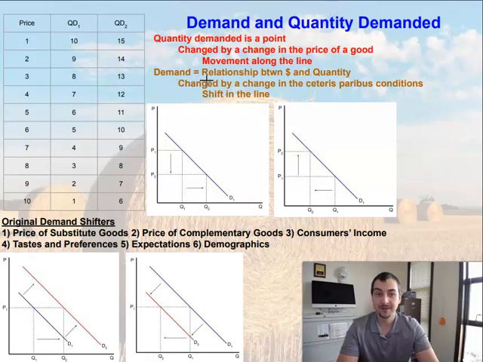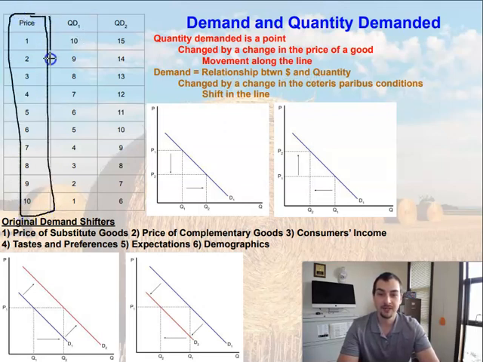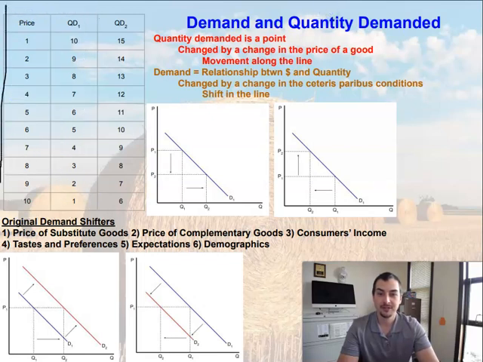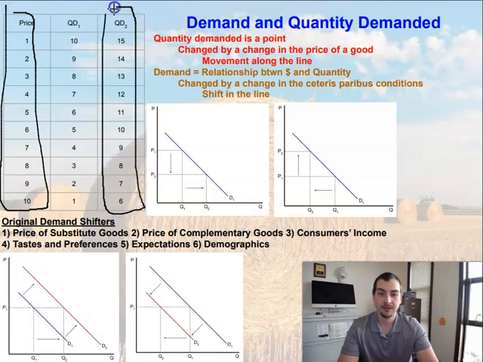Now demand. Demand is a relationship between price and quantity. It's a relationship between this column and this column. It is a relationship between price and quantity, and you can't say that demand is a single specific point. It's a relationship between two columns, and the full column is that demand relationship.